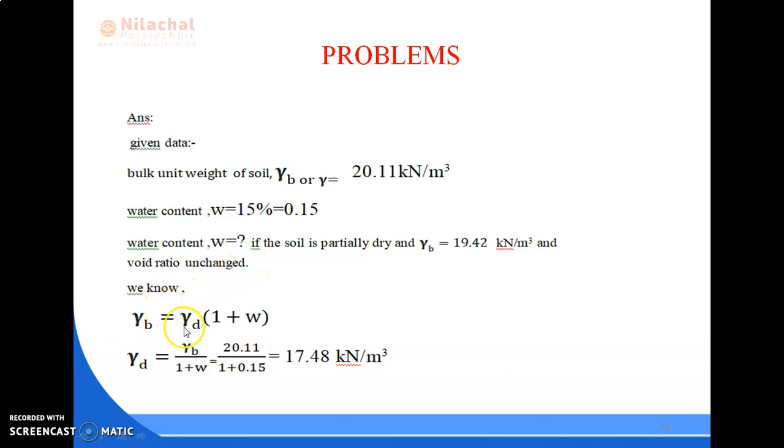We know gamma B equal to gamma D into 1 plus W from the interrelationships. So gamma B is given already in the question. So gamma D equal to gamma B by 1 plus W. We put all the values: 20.11 divided by 1 plus 0.15 equal to 17.48 kilonewton per meter cube.